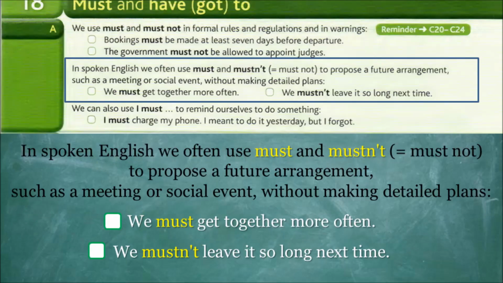In spoken English, we often use must and mustn't to propose a future arrangement, such as a meeting or social event, without making detailed plans. We must get together more often. We mustn't leave it so long next time.